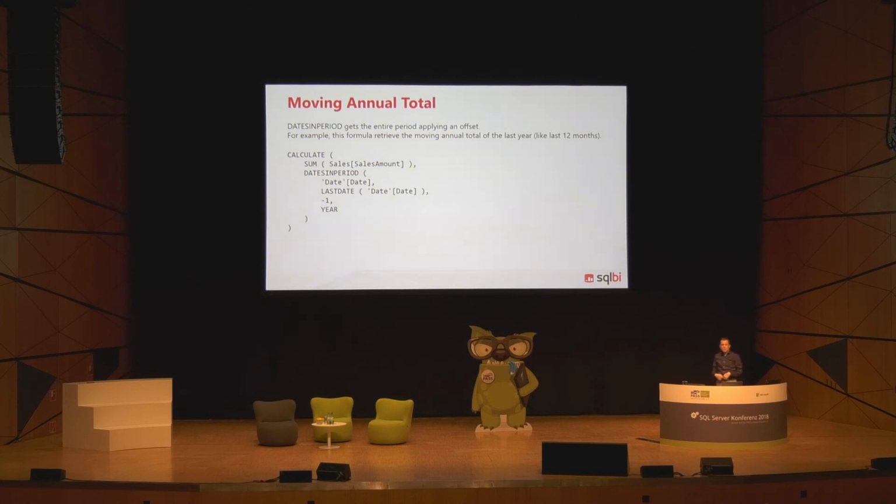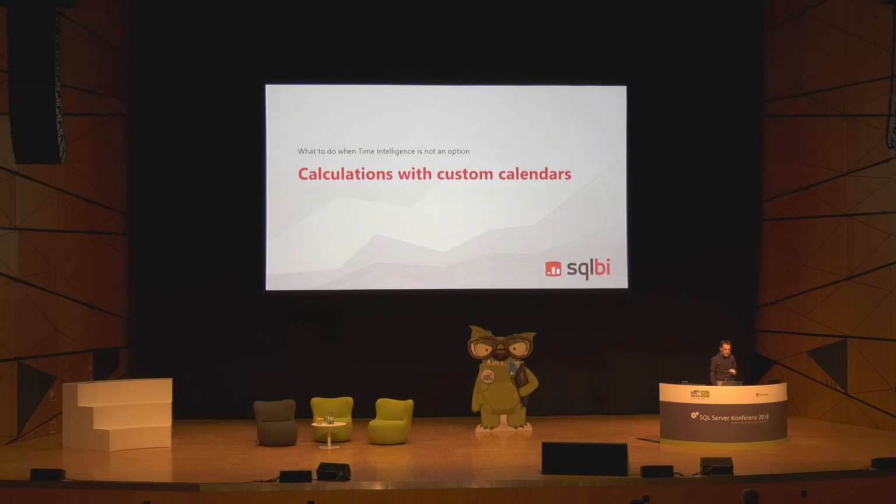Dates in period is what you can use to get what is called a sort of last 12 months, last year. For example, I'm in March 2018, and I want to get the value from the 1st of April 2017 to the 31st of March 2018. You can obtain this using dates in period. This is very, very good to get a sort of rolling average or rolling sum that always considers the same period, removing seasonality from the calculation.